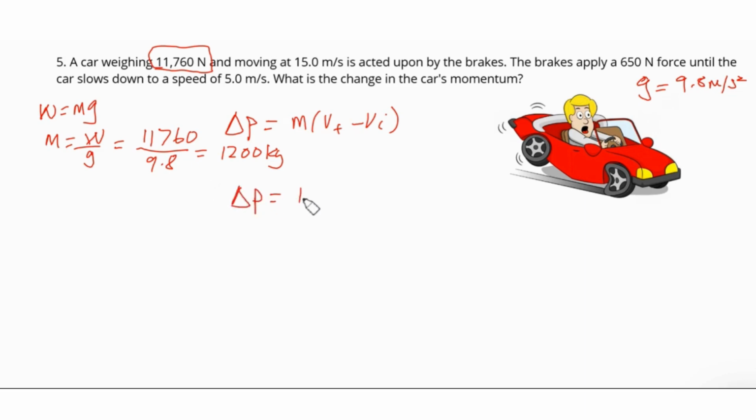Delta P would equal 1,200 times the final velocity, which is 5, minus the initial velocity, which is 15, which gives me 1,200 times negative 10, or negative 12,000 kg·m/s. So the negative sign again showing that the momentum decreased, and our change in momentum is negative 12,000 kg·m/s, that's how much the momentum decreased by.